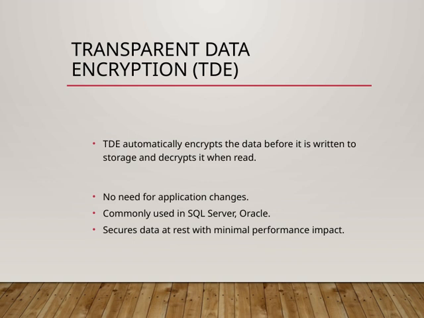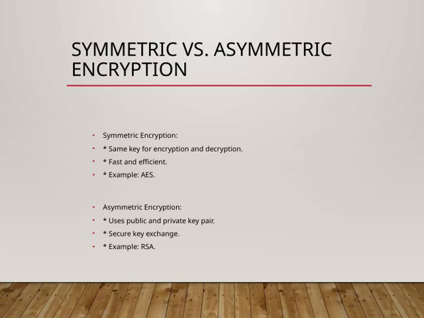Let's take a closer look at symmetric versus asymmetric encryption. With symmetric encryption, the key used for encrypting data is the same as the one used for decrypting it. This means that both the sender and receiver need to share the same secret key. It's a very fast and efficient method, especially useful when handling large amounts of data. A common example of symmetric encryption is AES, which is widely used today.